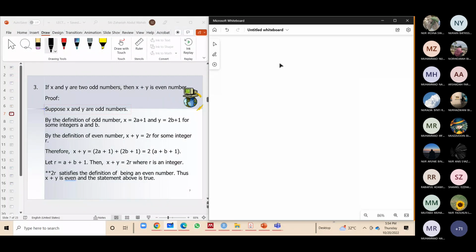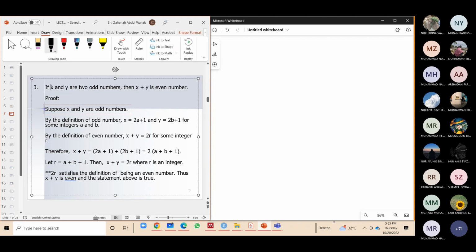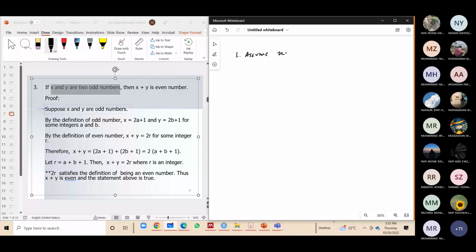Okay, if x and y are two odd numbers, then x plus y is an even number. So here it's already stated with variables x and y. So we use x and y are two odd numbers, and then x plus y is an even number. So we have to prove this. Suppose or assume x and y are two odd numbers.